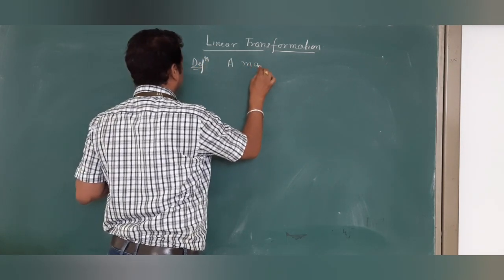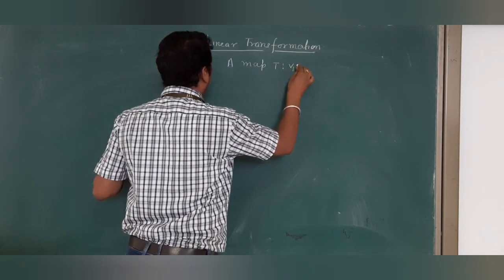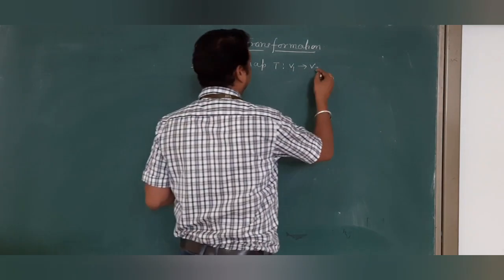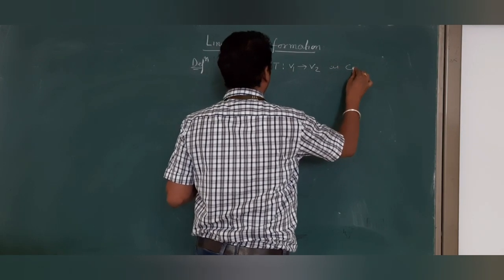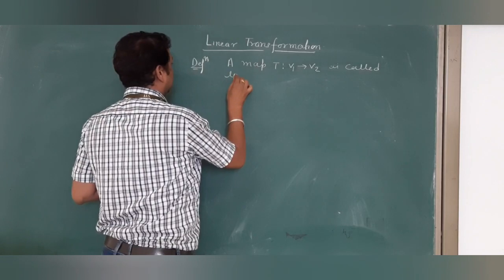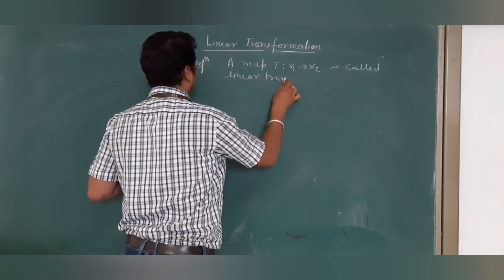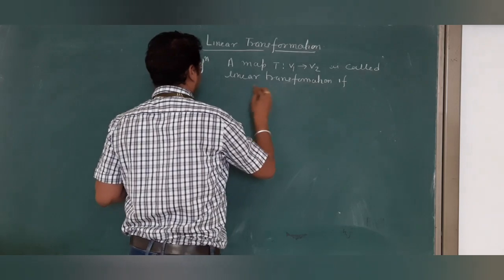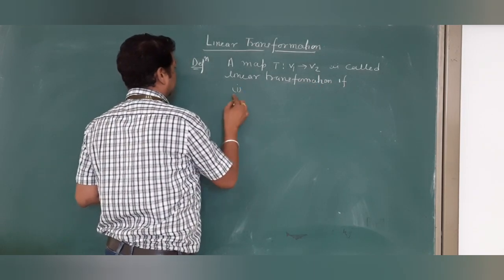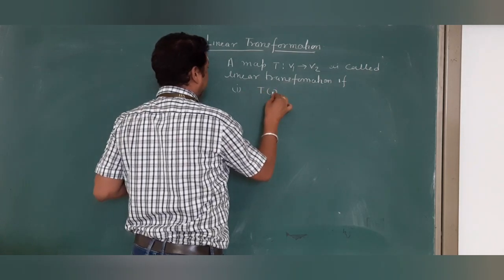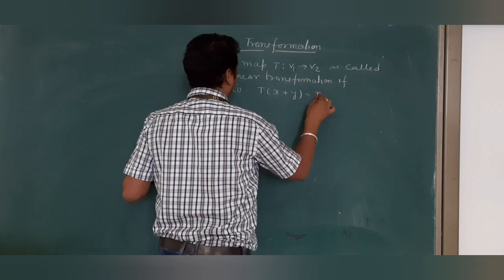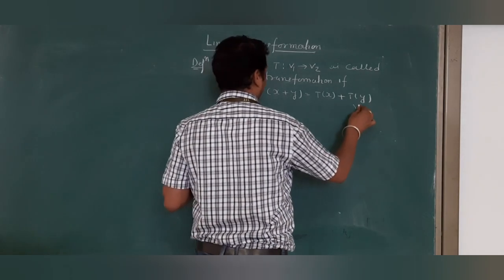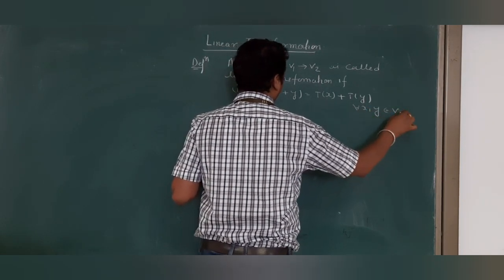A map T from V1 to V2, where V1 and V2 are two vector spaces, is called a linear transformation if, first condition, T of x plus y is equal to Tx plus Ty for every x and y belongs to V1.